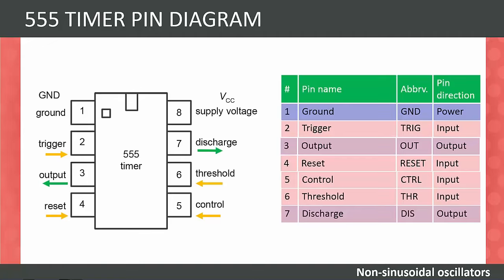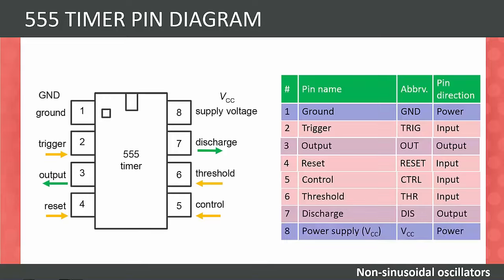Pin 7 is the discharge pin. It's an open collector output that is used by the chip to empty the capacitor once it is full. It is in phase with output. Pin 8 is power, so it must be connected to a positive supply voltage, usually between 3 and 16 volts.